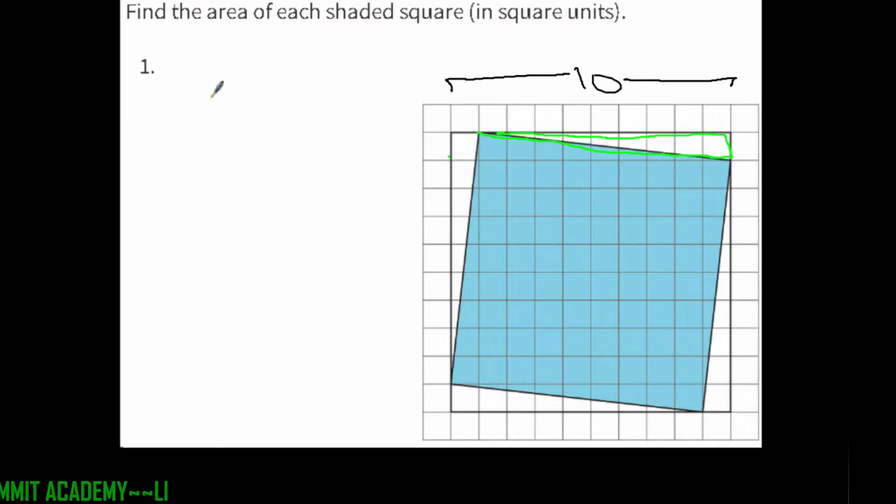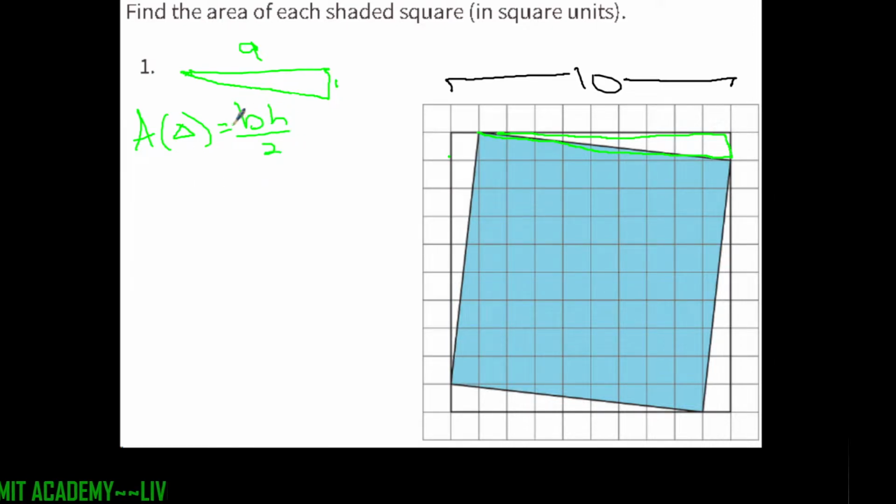So let me redraw it on the side here. Again, that's not going to be perfect, but what's going to be this side length? Well, it's 1, 2, 3, 4, 5, 6, 7, 8, 9. So this side length is 9, and the height of this triangle, or the base, whatever you want to say, is 1. Remember, the area of a triangle is base times the height divided by 2. So the area of one of these triangles is 9 times 1 divided by 2, which is 9 over 2.